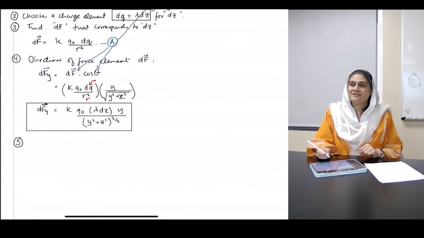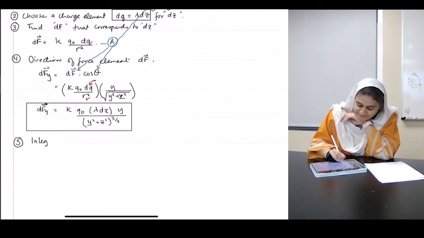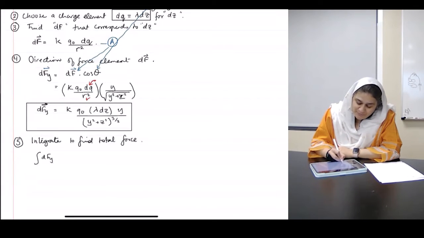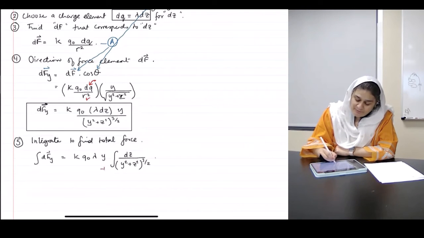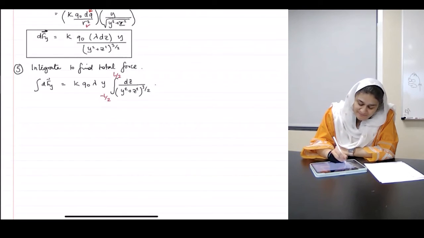Step 5, integrate, right? To find the total force, we will integrate. Integration of dfy: k q0 lambda is a constant, y is a constant, integration over dz divided by y squared plus z squared to the 3/2. My limits of integration will be from minus L over 2 to L over 2. The integration of this in my book looked like this.